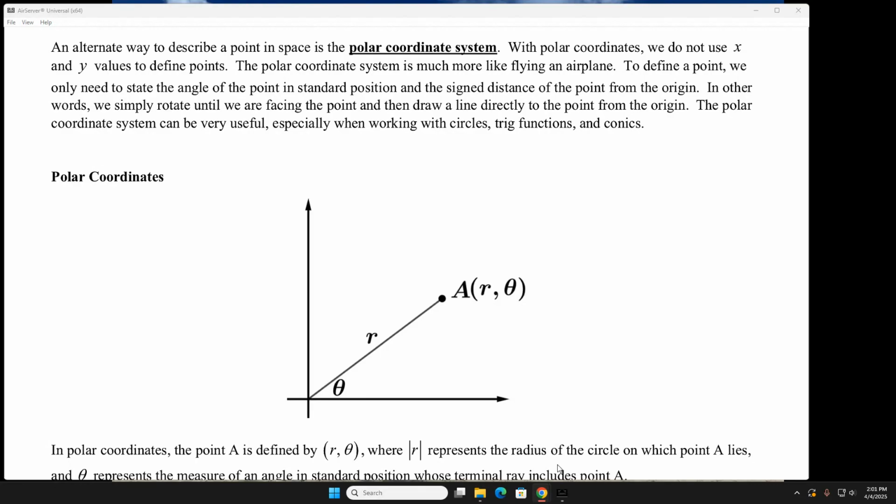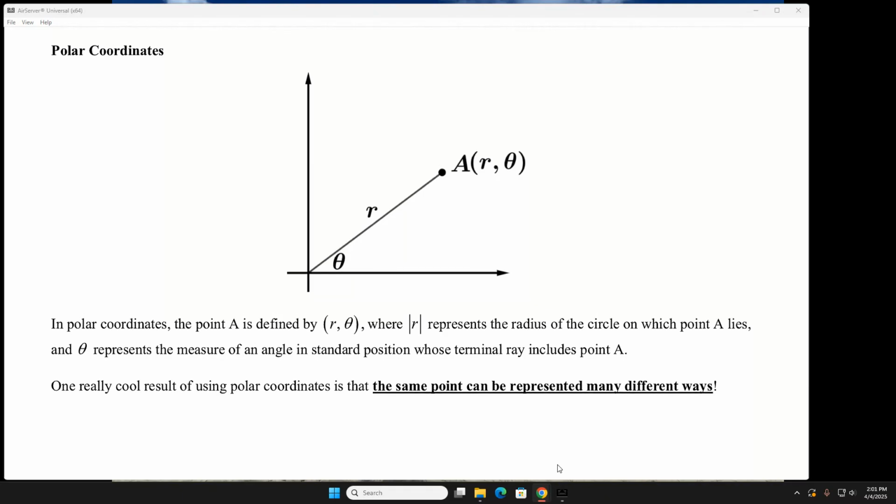To define a point, we only need to state the angle of the point in standard position and the assigned distance of the point from the origin. In other words, we simply rotate until we are facing the point and then draw a line directly to the point from the origin. The polar coordinate system can be very useful, especially when working with circles, trig functions, and conics.